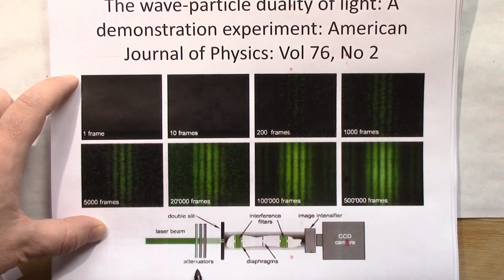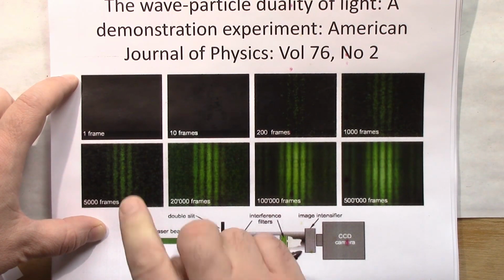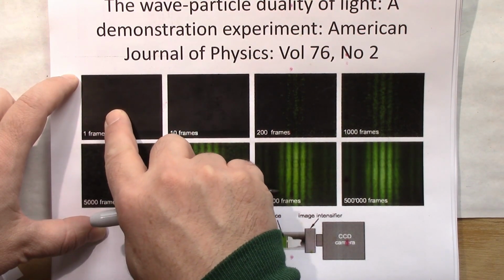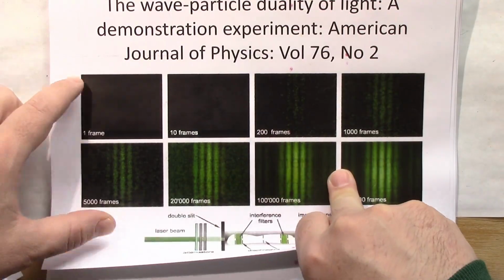The problem is they put in attenuators in here. They're intentionally dumbing down the light so that they can come up and show you these couple of points over here and say, aha, these are photons. And I'm going to show you that is completely wrong.